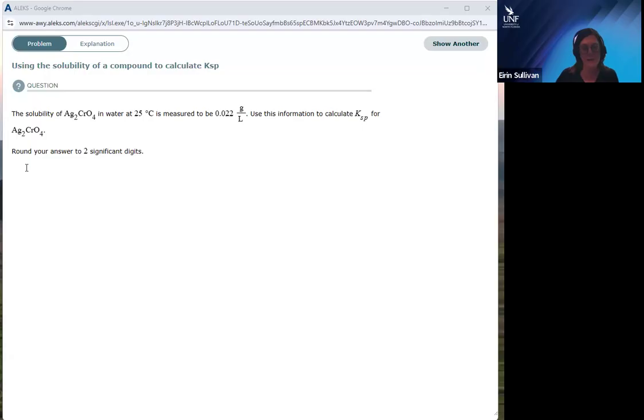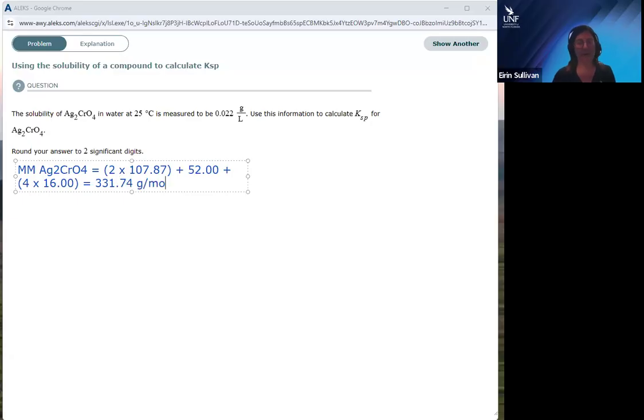So the first thing you have to do is calculate the molar mass of your compound. In this case, my molar mass of my silver chromate, I guess I should probably say silver 1 chromate, is going to be 2 times silver, so that's 107.87. Obviously, use your periodic table to use the appropriate amount of sig figs, and then chromium is 52, and then each oxygen is 16. Add those all together and I'll get a molar mass of about 331.74 grams per mole. That's good enough for me.